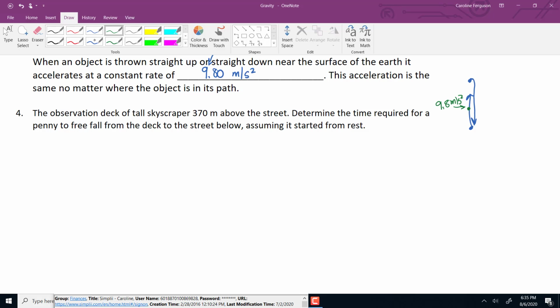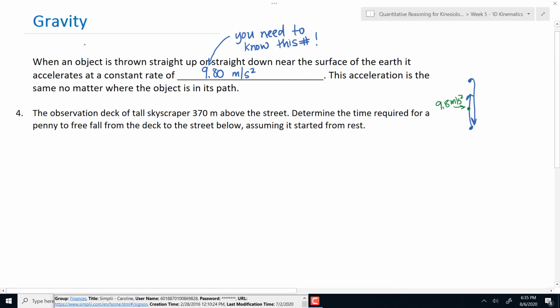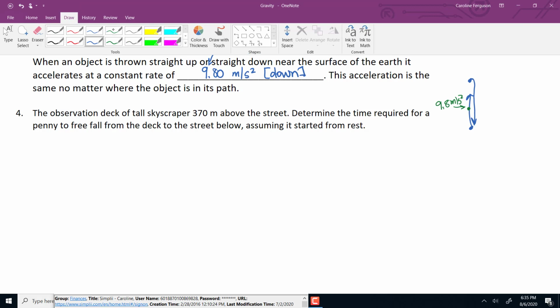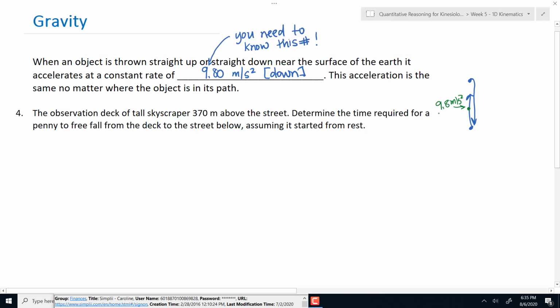So which way is gravity always pulling objects? Does it pull it up, down, left, right, north, east, south, west? Which way does gravity pull on things? It always pulls down. So that's the direction of gravity. So acceleration due to gravity is always 9.80 meters per second squared, pointing down. So when an object is on its way up, like this little coin example here, the acceleration due to gravity is 9.8 meters per second squared down.